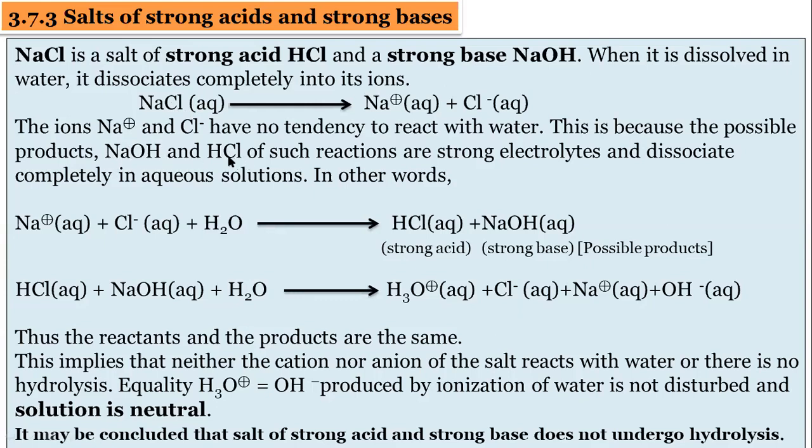These NaOH and HCl of such reactions are strong electrolytes, and they dissociate completely. The dissociation is given here. NaCl with water gives HCl and NaOH, a strong acid and a strong base. Again they dissociate, so HCl plus NaOH plus H2O gives H3O+ ions, Cl- ions, Na+ ions, and OH- ions.